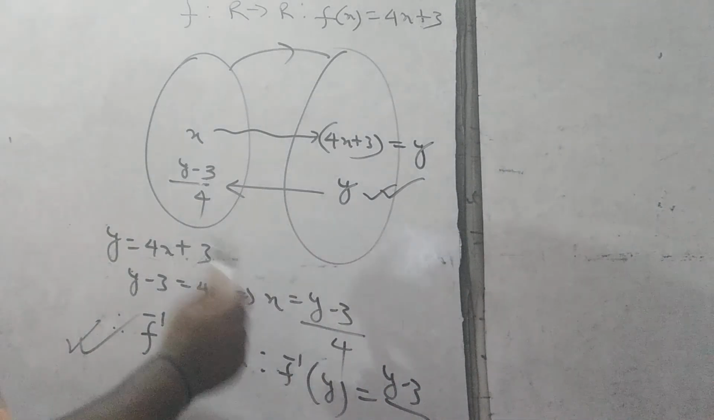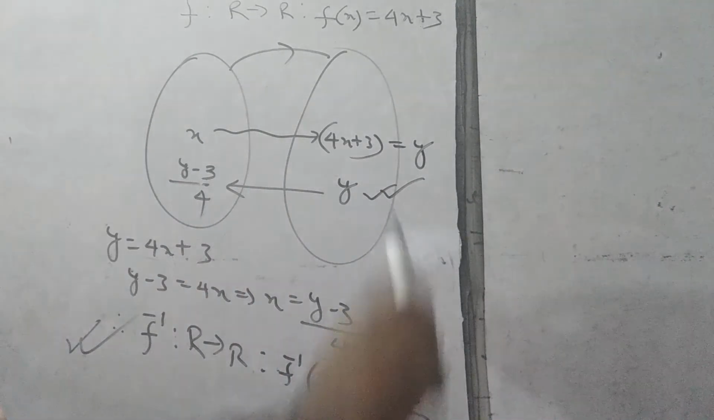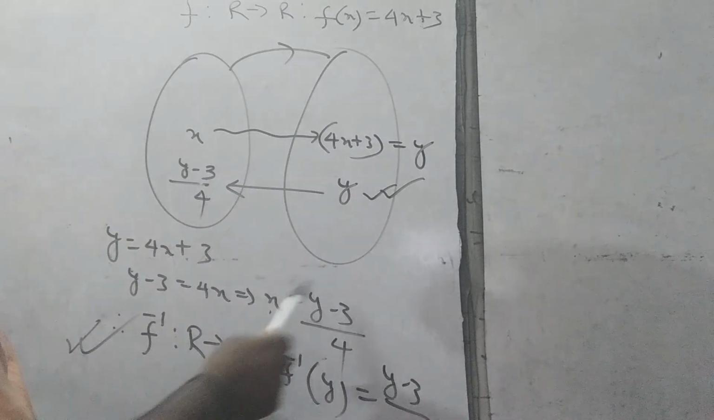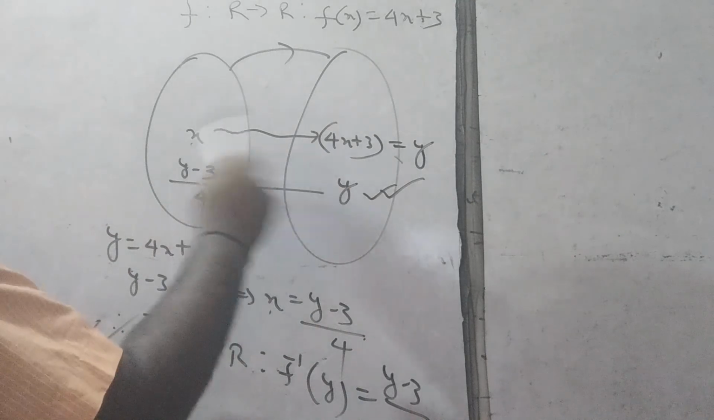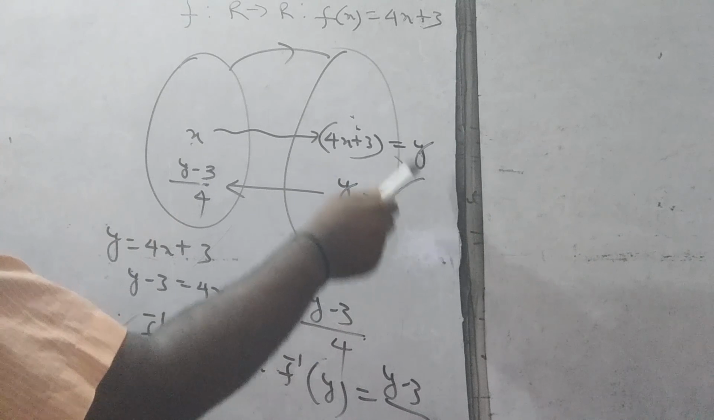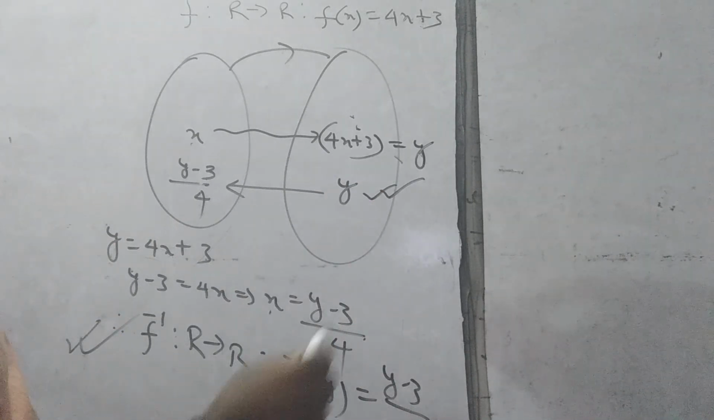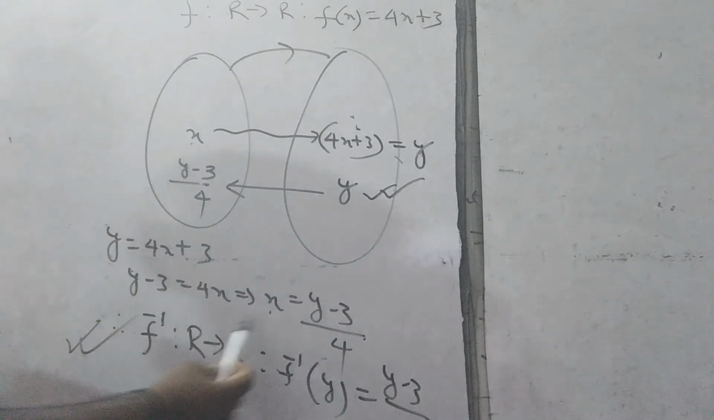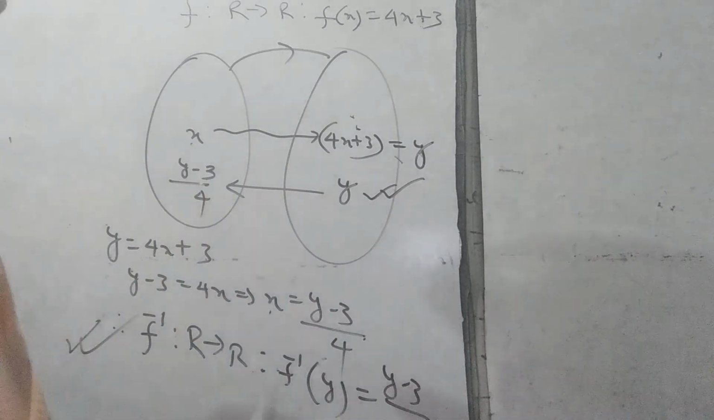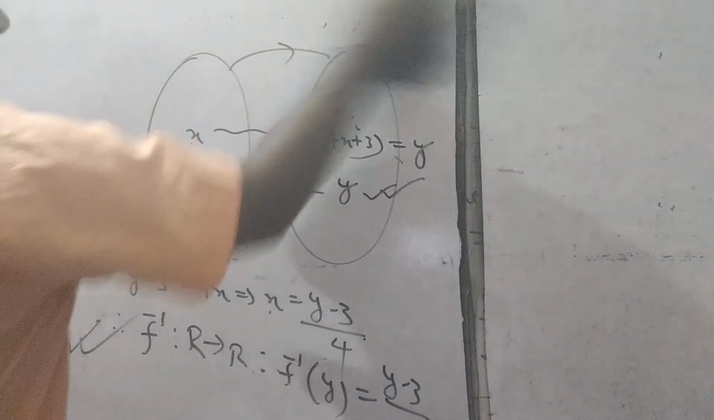So always remember, for proving onto function or to find the f inverse, we always express x in terms of y. Y in terms of x is already given in the question. But for proving onto function or for finding f inverse, we must express x in terms of y so that the question is going to be solved. This small thing you must keep in your mind to prove the invertible function or to find the f inverse.